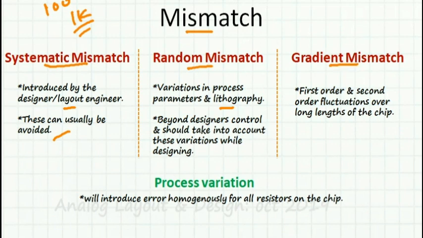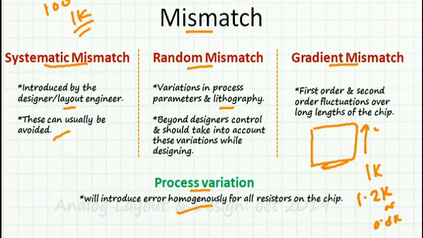Whenever we have a chip of higher length and width, we have some gradients. For that reason, we'll have a mismatch, and we'll look into the gradient mismatch in much more detail. Apart from these three mismatches, we also have something known as process variation. Process variation introduces error homogeneously for all resistors on the chip. Suppose I have 100 resistors of 1K, almost all of them will become like 1.2K or 0.8K. This kind of variation is known as process variation.